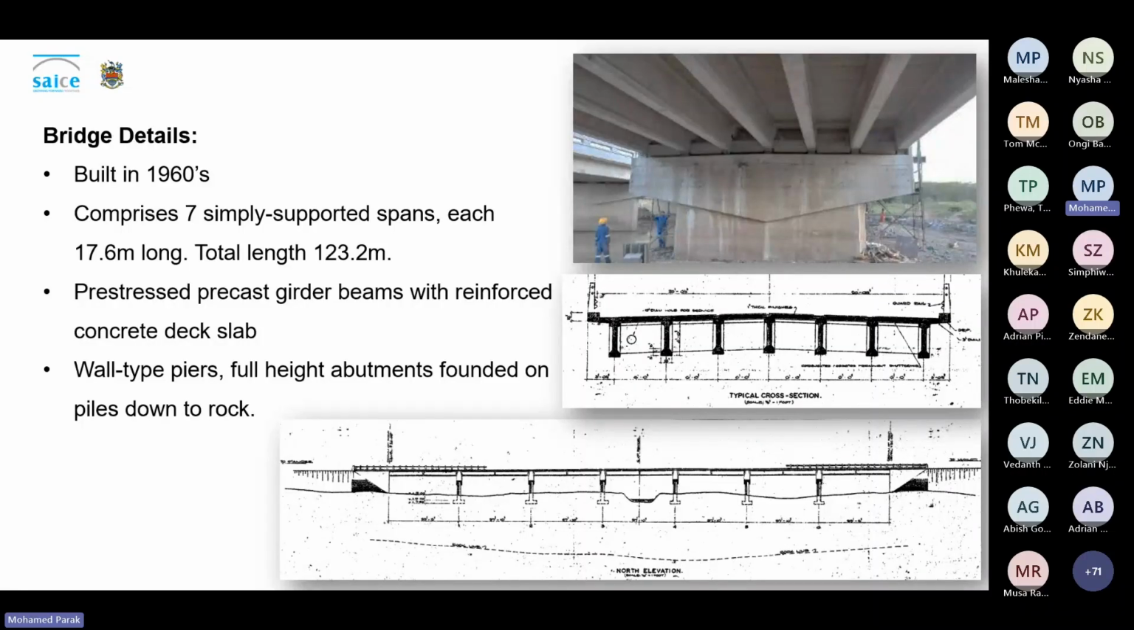Just some details on the bridge. The northbound bridge was built in the 1960s, and prior to this, it was generally in very good condition. It comprised 7 simply supported spans, each 17.6 meters long, giving a total length of 123 meters. The superstructure comprised pre-stressed precast girder beams with a reinforced concrete deck slab, and this was supported on wall-type piers and full-height abutments, all founded on piles down to rock.